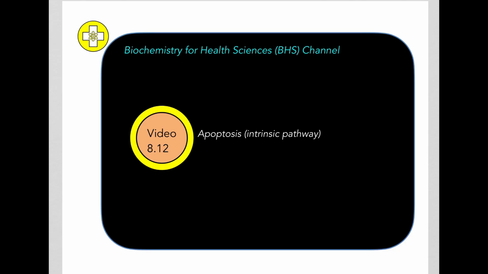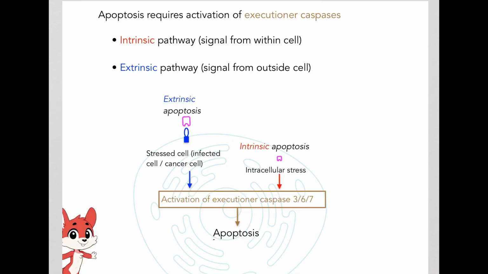In this video, we shall discuss the intrinsic pathway of apoptosis. Cell death by apoptosis is carried out by activated executioner caspases such as caspase 3, 6, and 7. And we'll talk about these executioner caspases and what they do in a future video.